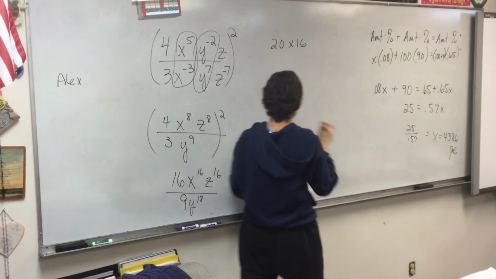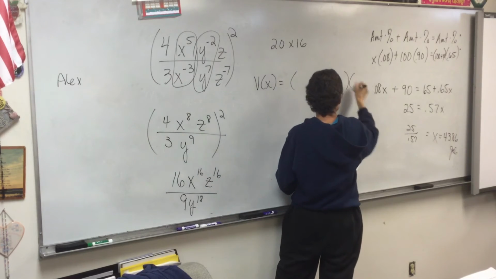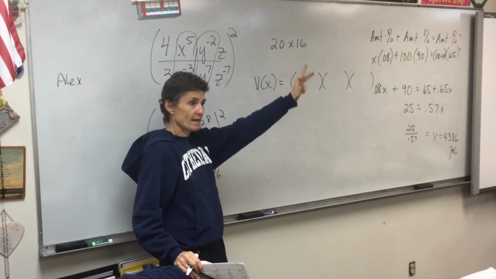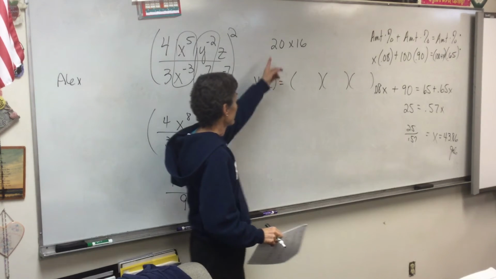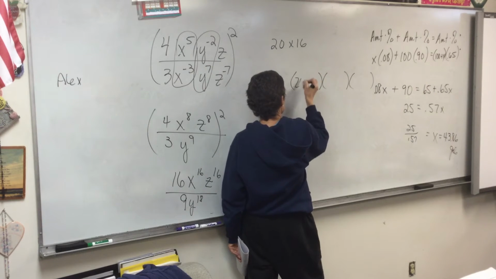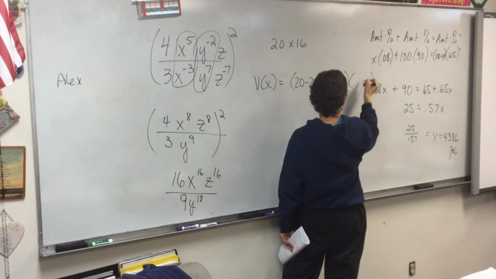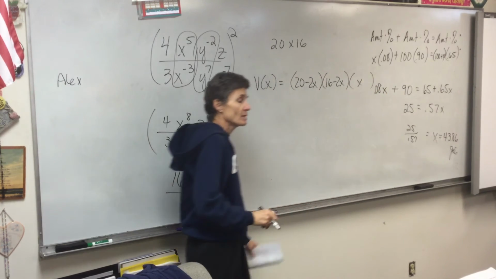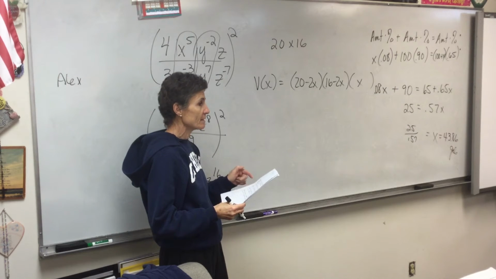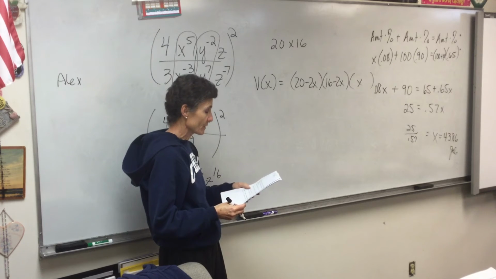So step one, write an equation. The volume of the box is going to be three things. Always three things because it's length, width, and height. So if the paper's 20 by 16, what are the three things? 20 minus 2x, 16 minus 2x, and x. So question number one, write the equation for the volume of the box. That is it. That's all you have to do.